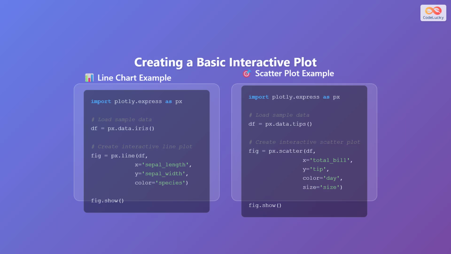Similarly, for scatter plots, you import the same libraries and load sample data like px.data.tips. Create the scatter plot using px.scatter with x equals total_bill, y equals tip, color equals day for grouping, and size equals size for proportional point sizing. Both examples result in fully interactive visualizations with hover information, zoom capabilities, and legend controls.